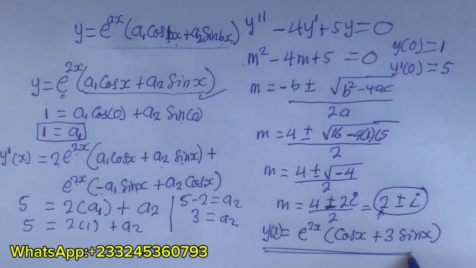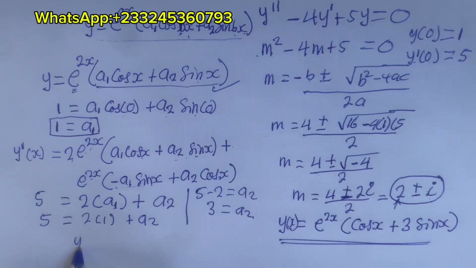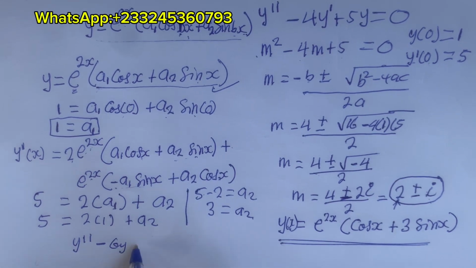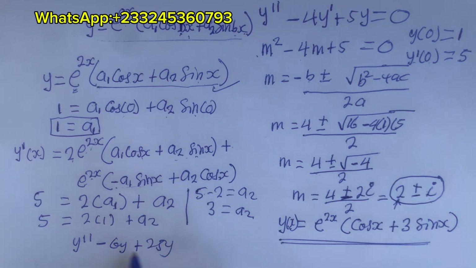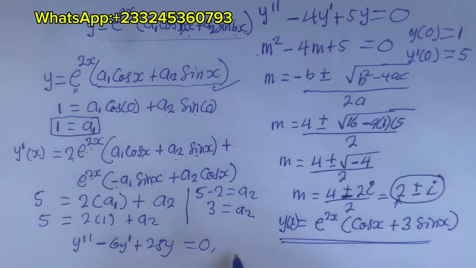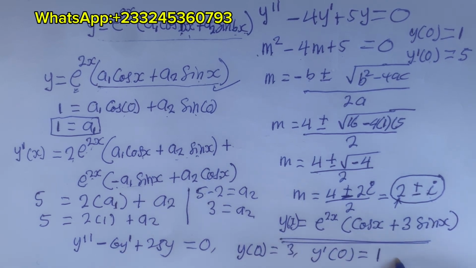Now try this one: y prime prime minus 6y prime plus 25y equals 0. We have to find the general solution and hence the particular solution if we have this initial value problem, y of 0 equals 3 and y prime of 0 equals 1, in a very simple way.